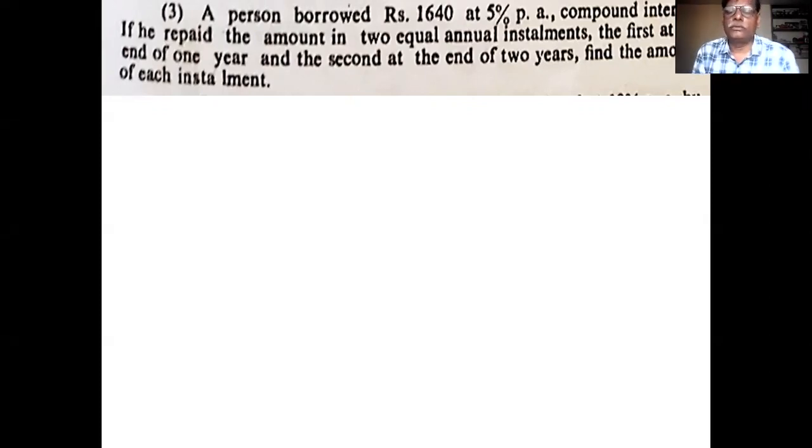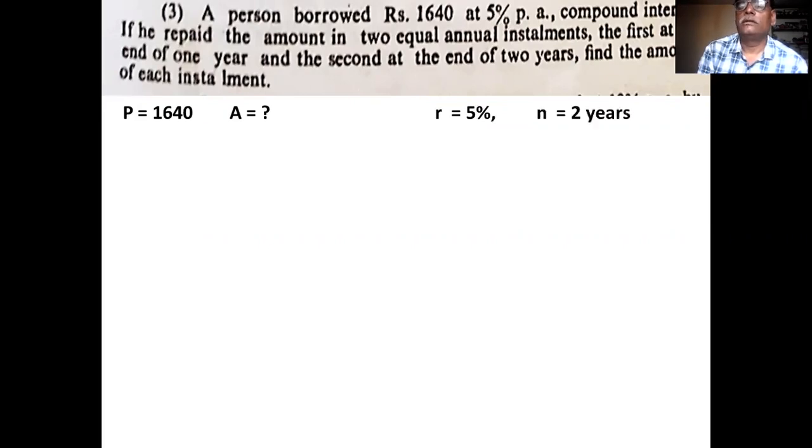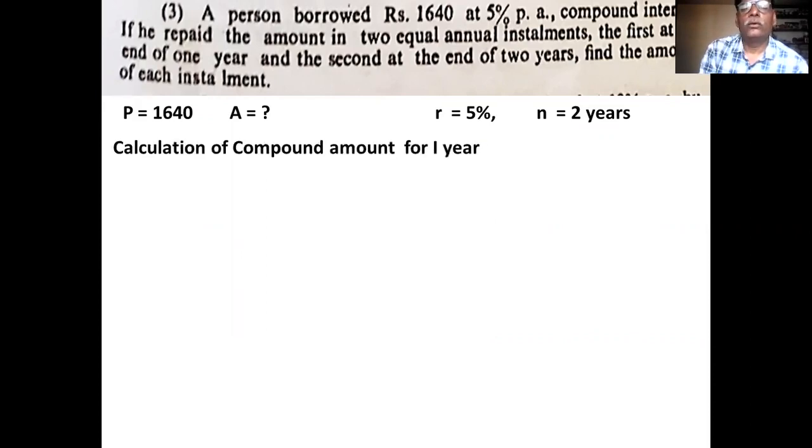Okay. I'll make the same solution here. So you see here, principal is 1,640. Amount is not given. You have to calculate the amount. Then the rate of interest is 5%. N is 2 years, but I will not apply n as 2. Now I will calculate year wise. So first we calculate the compound amount for the first year.